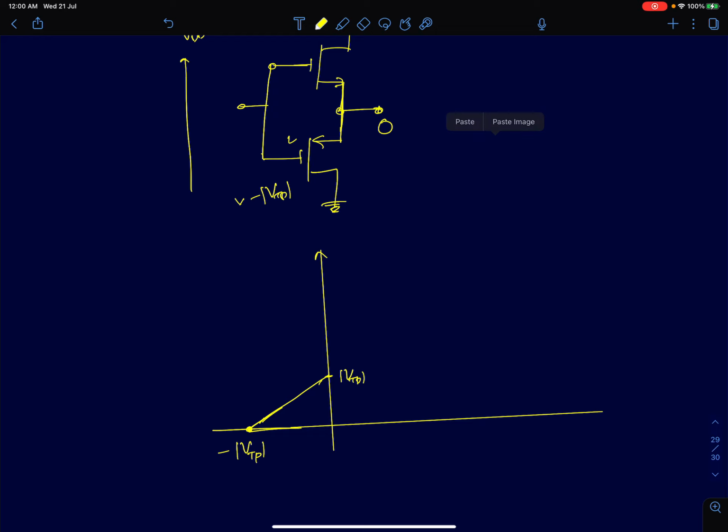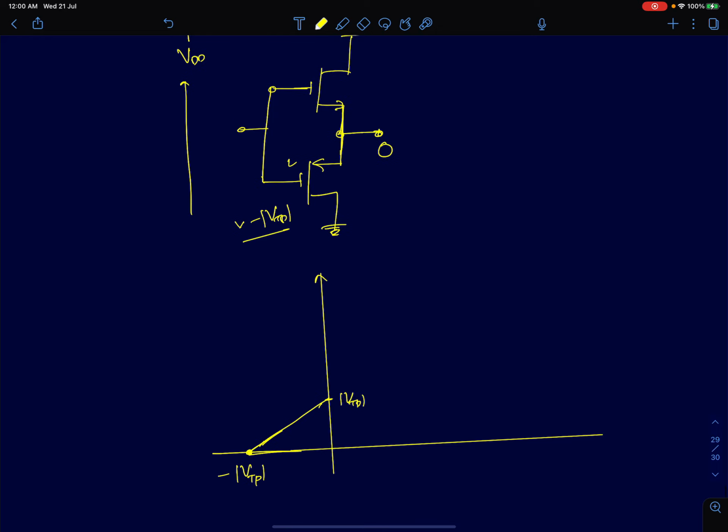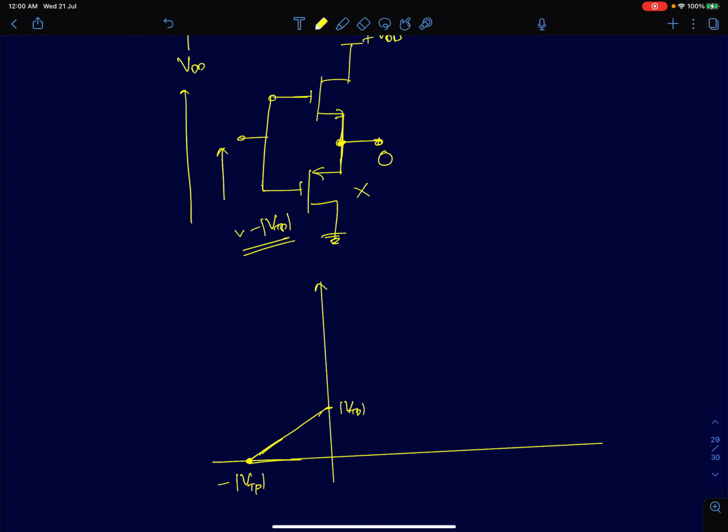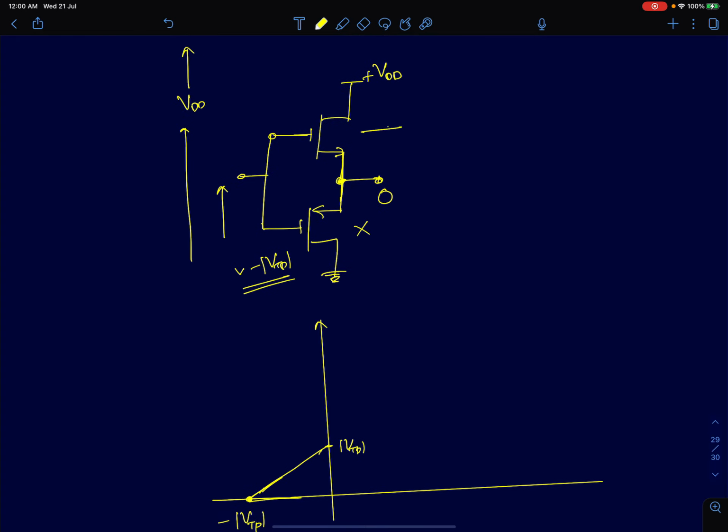First, output is at 0, input is at minus mod VTP. I am now increasing the input. You can see PMOS is cut off anyway, because the gate and source were already separated by 1 VT, and now the gate is increasing, so PMOS is going into deep cutoff. But now there are chances that NMOS can enter in. It is already in cutoff, but it can enter saturation. Since the output is at 0, if the gate reaches 1 VTN, then this NMOS will conduct.